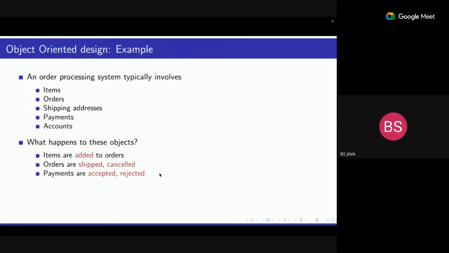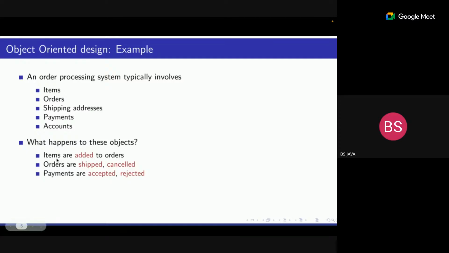Okay. Next, this is an example for object-oriented design. We are going to design an order processing system, just like Amazon or Flipkart. The first thing we have to identify is the objects, correct? Those objects will convert into templates, which are basically classes. So items, orders, shipping address, payments, accounts, all these are objects, real world entities that we are going to work on, correct? And then what are the things that will happen on these objects? The verb, the action. This action is actually the methods that we will write.